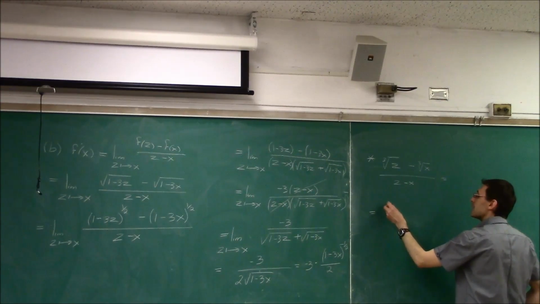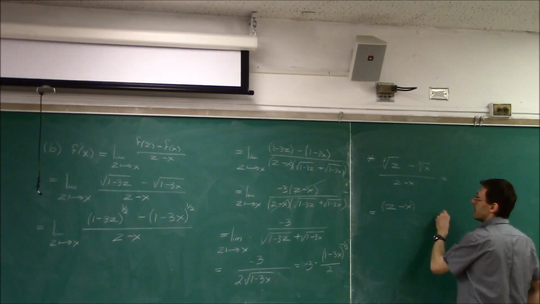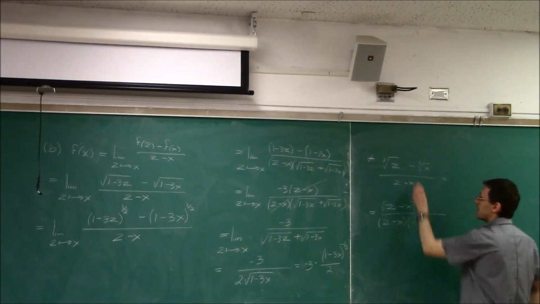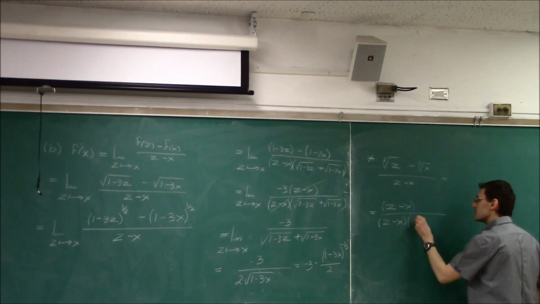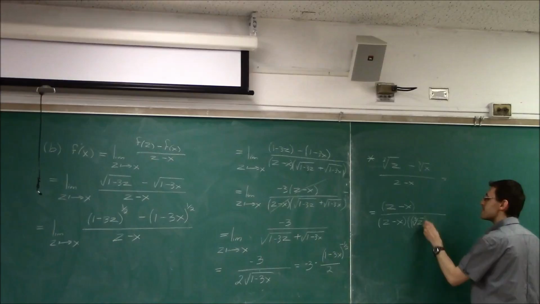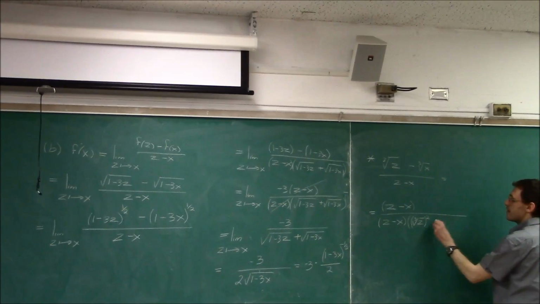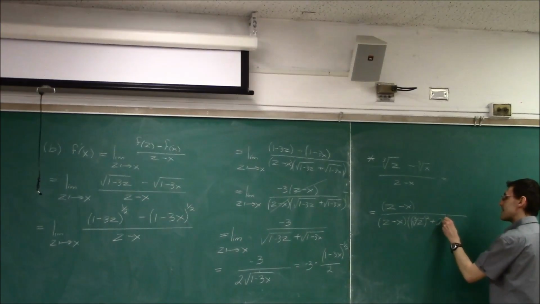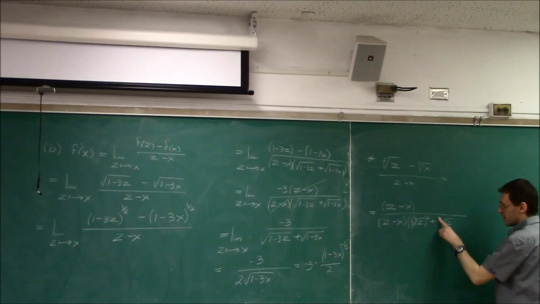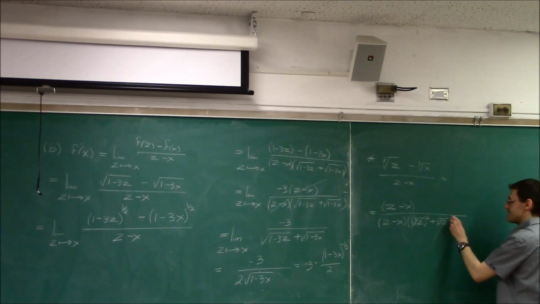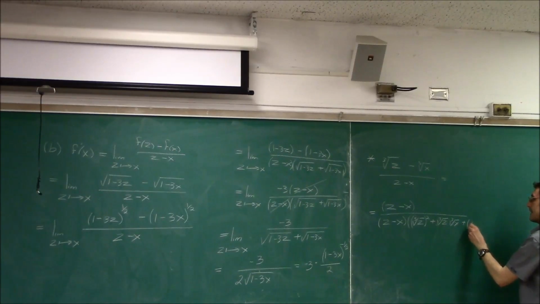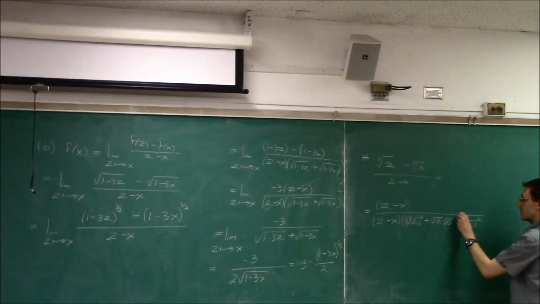So you can make it z minus x, as long as what's on the bottom is z minus x, and what you multiply the numerator by, and therefore the denominator by, was, well, let's see, it was the cube root of z squared, plus cube root of z times cube root of x, plus the cube root of x squared. That would have been the conjugate.